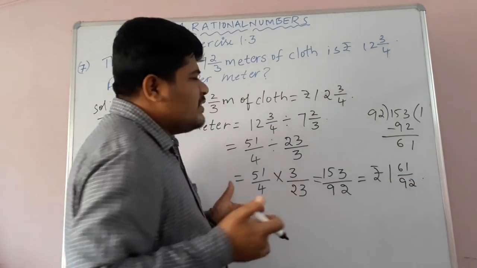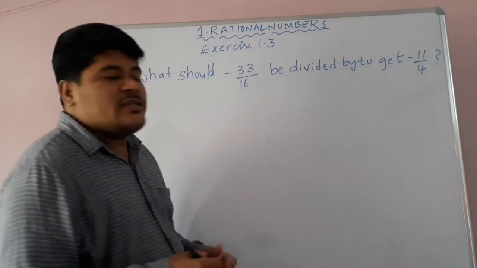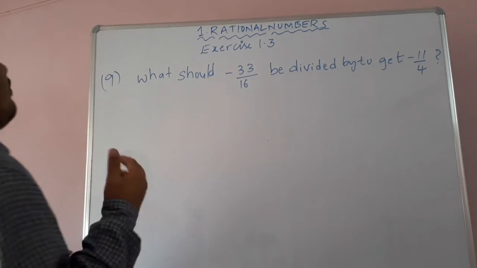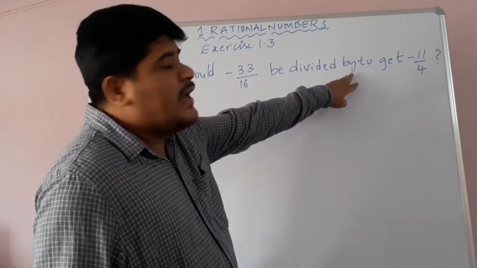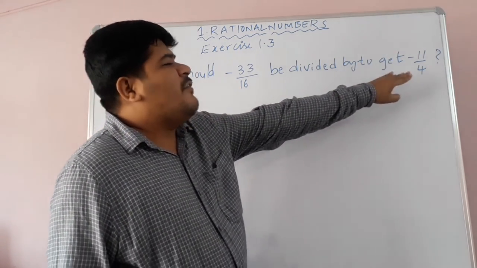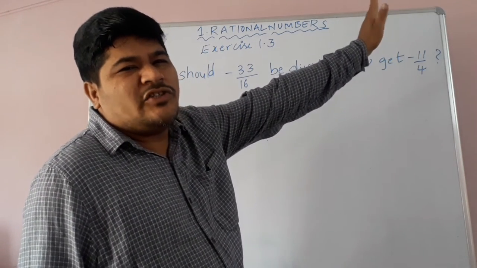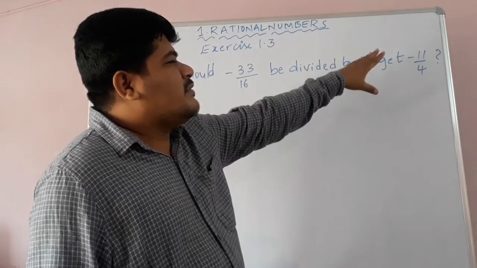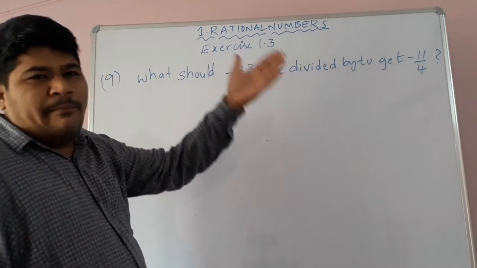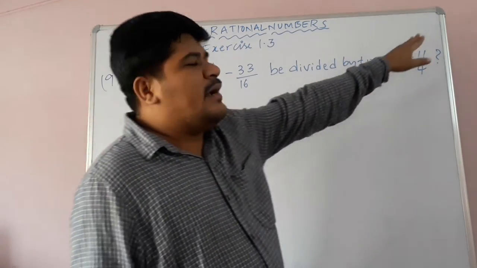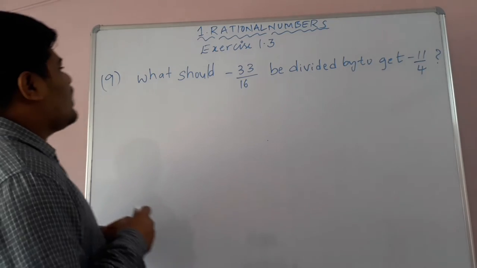Okay, so children, this is the way to solve this problem. Now let's see the next question. Problem number 9. What should minus 33/16 be divided by to get minus 11/4? To get minus 11/4 means that is the quotient, the answer. So we have to divide minus 33/16 by some number, and then our answer should be minus 11/4. That is the question.